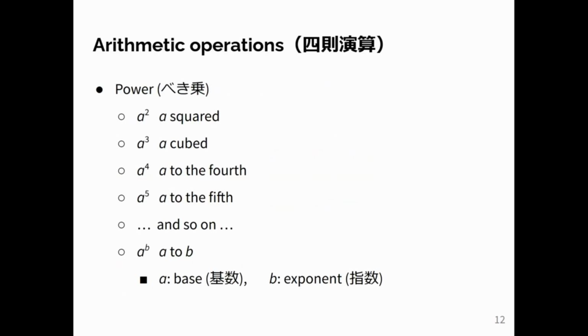Now we take a look at the power, べき乗. べき乗 is called power. For basic pronunciation, A 2乗 is called A squared, A 3乗 is called A cubed, A 4乗 is called A to the fourth, and A 5乗 is called A to the fifth, and so on. And basically, A の B 乗 is called A to B. That is another simple rule. And in this case, A is called the base, and B is called the exponent.